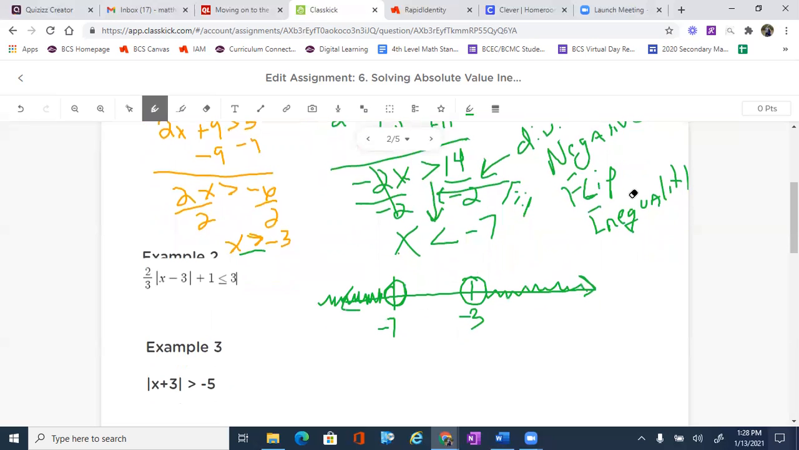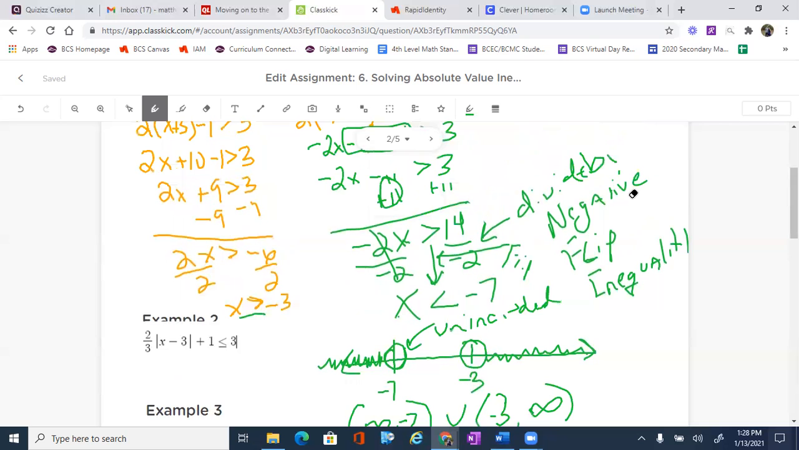We could also write this in interval notation. We could say this is negative infinity to negative 7, with an open parenthesis, remember, because those are unincluded values. Or then we have negative 3 to positive infinity. And that's how we do it.